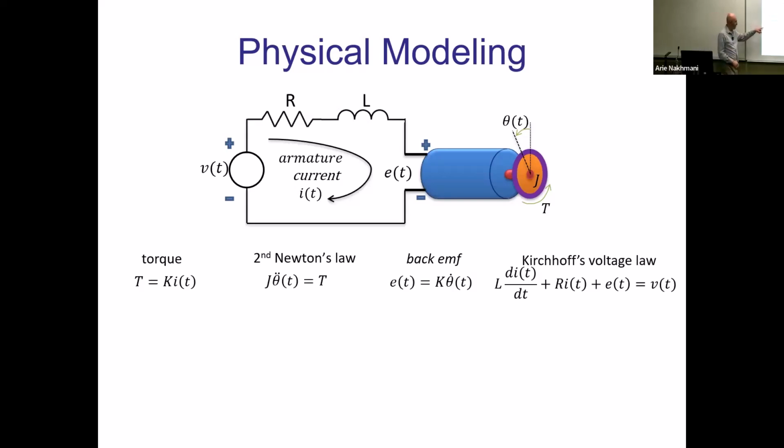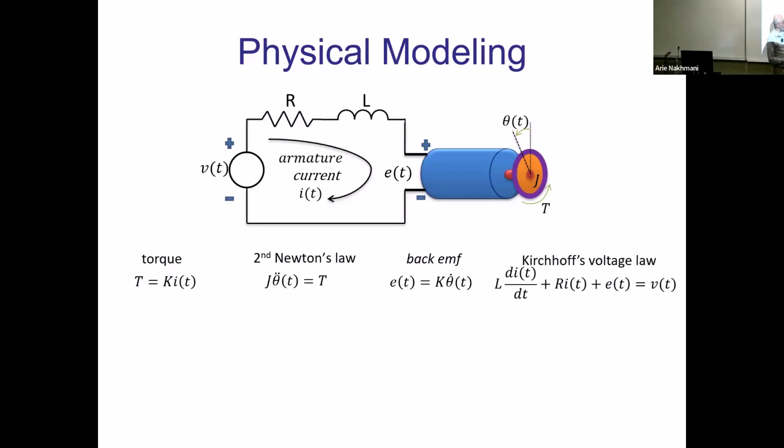Each one describes that torque is proportional to the current that you send to the motor, DC motor. You have Newton's second law, which is proportional to F equals MA type of stuff, but for the rotational part. Okay, you have back EMF, which is returned back from the motor. So it's also proportional to the change in the angle, and theta is the angle of the motor.